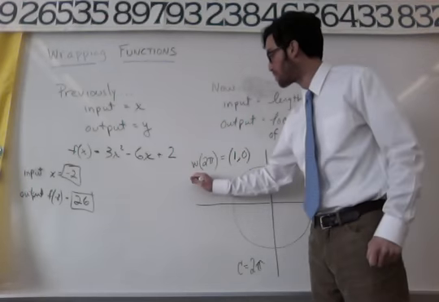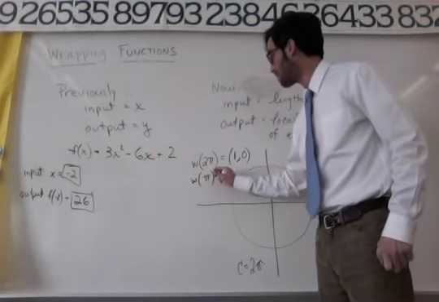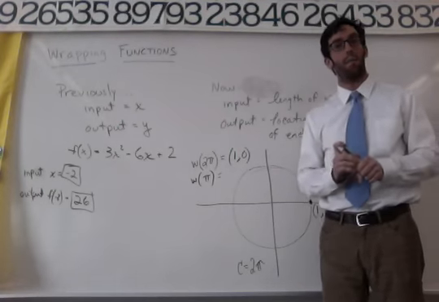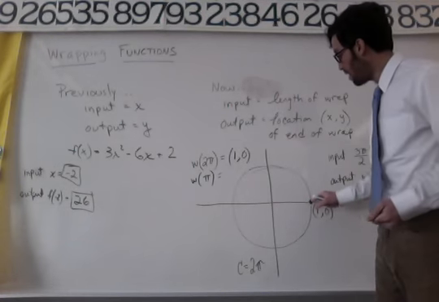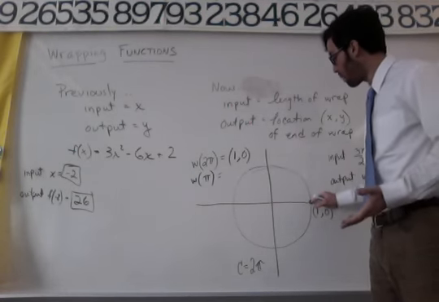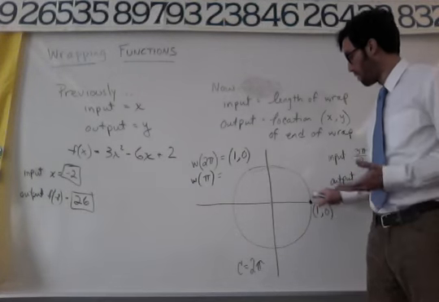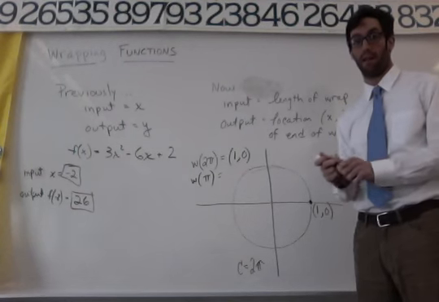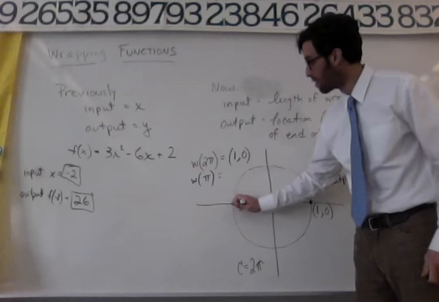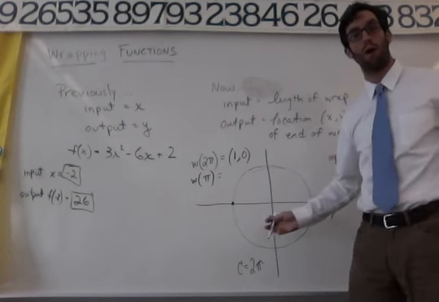Well, what about a wrap of just plain old pi? If you think about it, guys, pi would be half the circumference, right? So if we started here and went a wrap of only pi, well, the whole thing was 2 pi, so pi would just get us right there, halfway around the circle. So what are the coordinates at that point? Well, negative 1, 0, right?